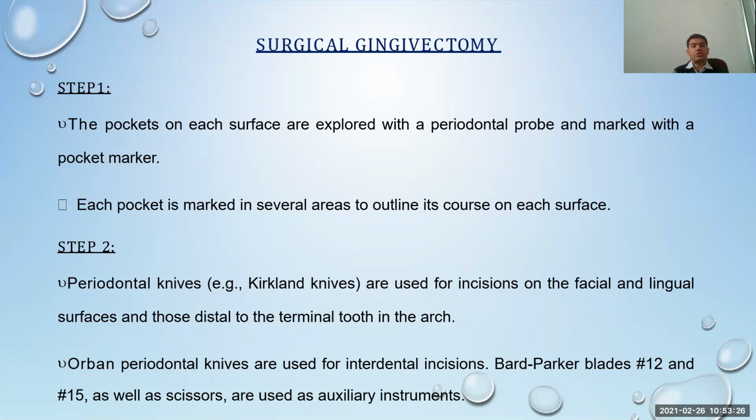Along that you can excise the pocket. Periodontal knives like Kirkland knives and Orban knives are used for incisions on the facial and lingual surface, and those distal to the terminal tooth in each arch. Interdental knives are used for interdental incisions, and Bard-Parker blades 12 and 15, as well as scissors, are used as auxiliary instruments to remove the granulation tissue and detach the gingiva.